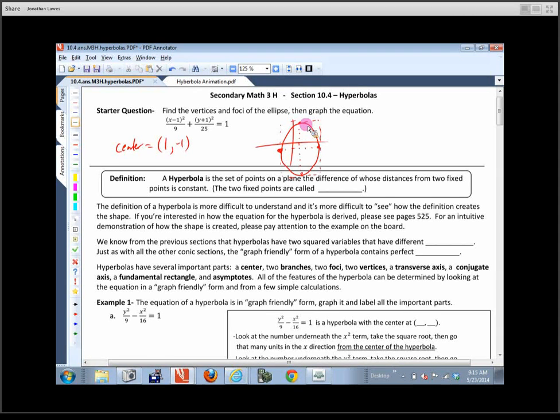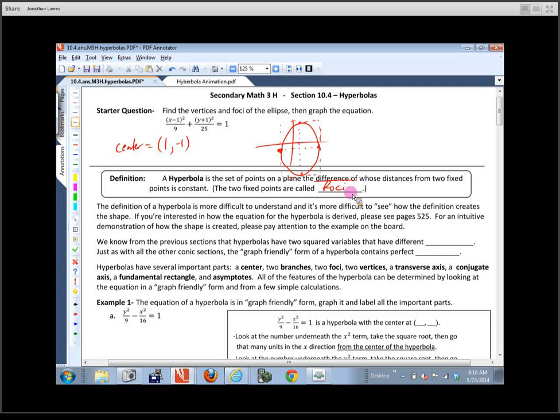Okay, so let's talk about the definition of a hyperbola, because just like the other conic sections that come from different definitions, we've got a definition for a hyperbola. A hyperbola is the set of points on a plane, the difference of whose distances from two fixed points is constant. So those two fixed points, again, are still going to be called foci. And you'll remember that yesterday when we were talking about ellipses, it was the sum of the distances that was always the same. On this one, it's the difference between those distances. Those are always the same.